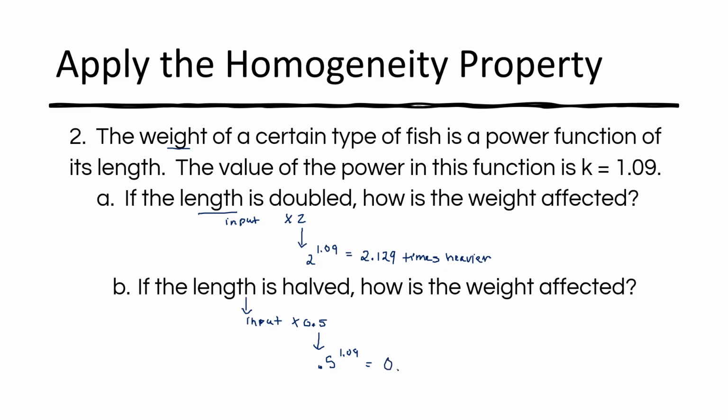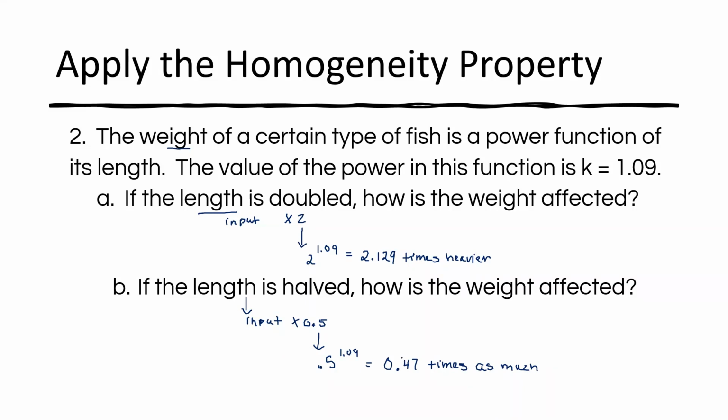So 0.47 times the original, or times as much, or times heavier. It's really lighter, so times as much makes most sense to me. So this is saying if the fish is half as long, its weight is a little less than half of the other one, because it's only 0.47.